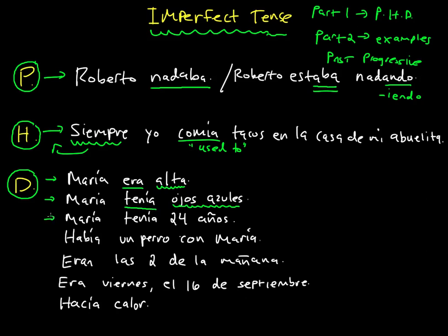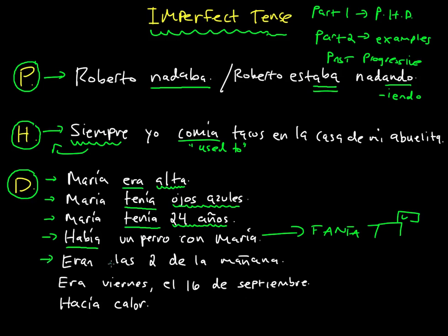In this third sentence here, María tenía 24 años, so she was 24 years old. And that, again, is a description, and so we use the imperfect tense. Now, let's just say you saw María several years ago, and there was a dog with María, okay? There was a dog is another description, and so we use the imperfect tense here, okay? And who was that dog? Well, take a guess. It was Fanta. Fanta is everywhere, okay?